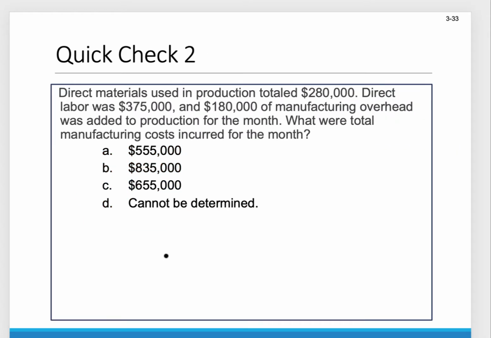All right. So let's look at the next one. Direct materials used in production totaled $280,000. Direct labor was $375,000, and $180,000 of manufacturing overhead was added to production during the month. What was the total manufacturing cost incurred during the month?